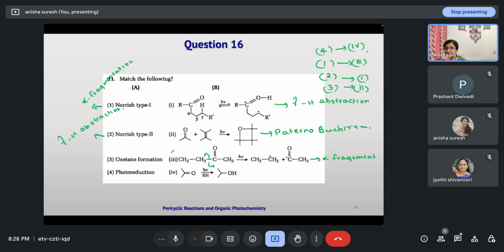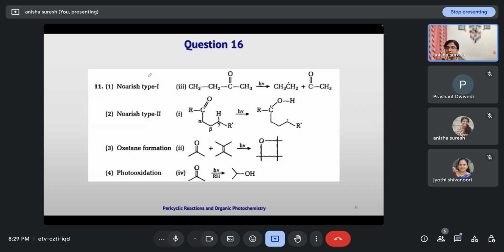So this 3 is an example of Norrish type 1 reaction. This 1 is an example of Norrish type 2 reaction. And this 2 is an example of oxetane formation, which is the Paterno-Buchi reaction. And this 4 is an example of photoreduction reaction. Okay, Norrish, Norrish, photoreduction.